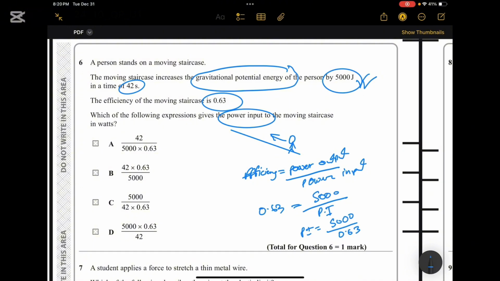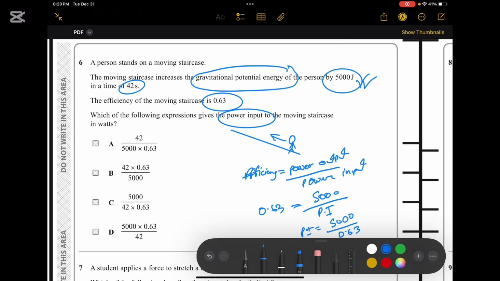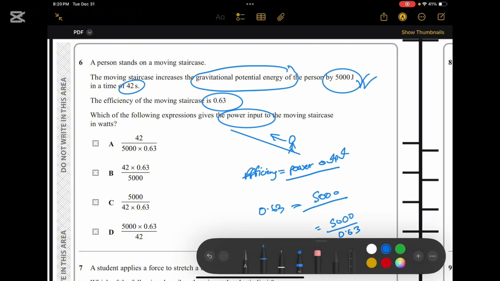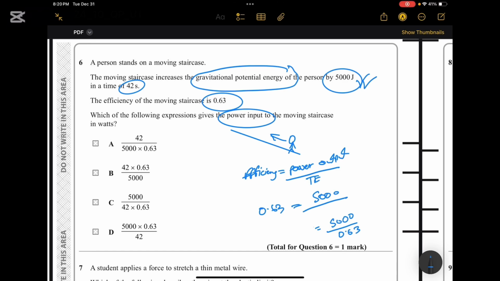Alright, actually this is not our power input, my bad, this is our total energy. We have to figure out the power output later on. This is our total energy. So now we can figure out the total energy.